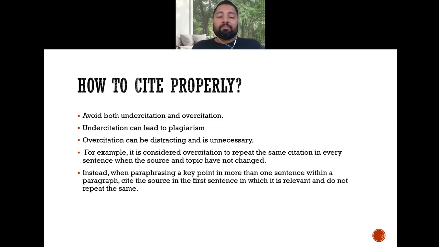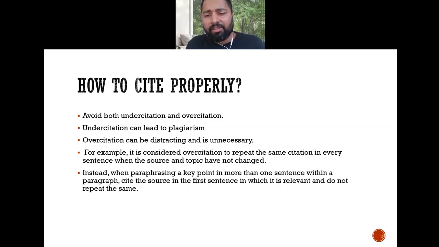Over-citation can also be disturbing, distracting, and unnecessary. Some of the papers you might experience are over-cited. It's cited everywhere, with lots of references. For example, it is considered over-citation to repeat the same citation in every sentence when the source and topic have not changed.